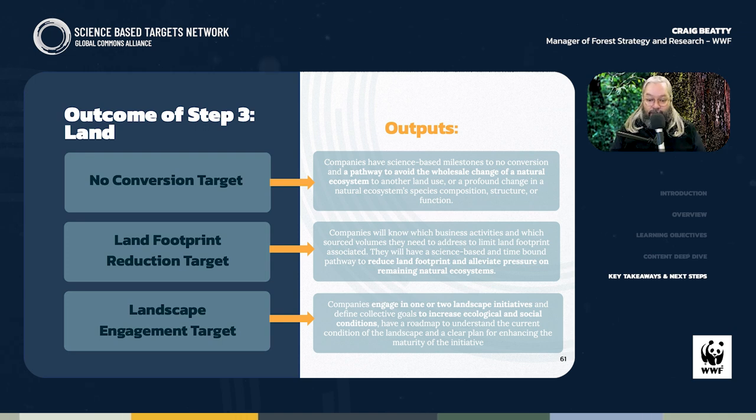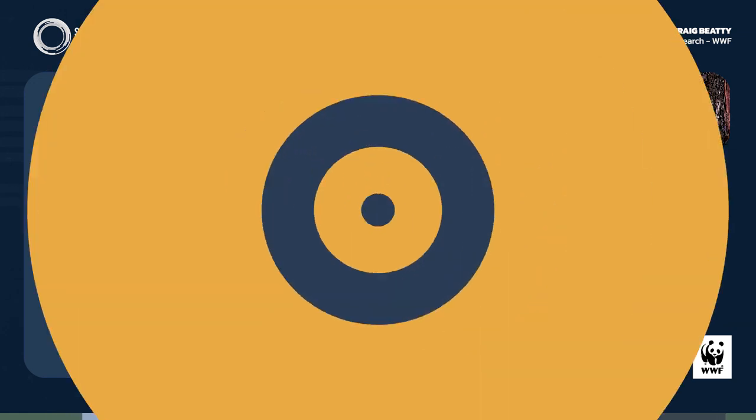By setting a landscape engagement target, companies will have identified and engaged in one or two material landscape initiatives, identified partners, and defined collective goals with the final aim to increase ecological and social conditions at the landscape scale. The work done through Step 3 will generate a roadmap through which companies will understand the current condition of the landscape and will have a clear path for enhancing the maturity of the initiative and the delivery of activities aligned with the defined objectives and the measurement of the outcomes.